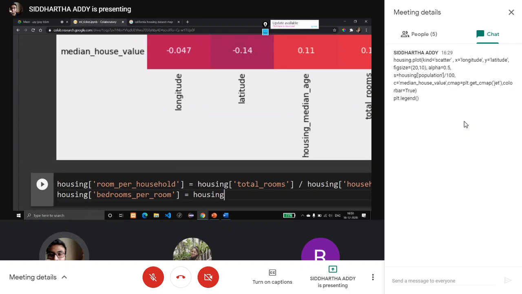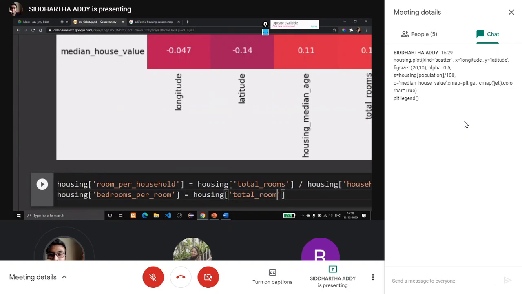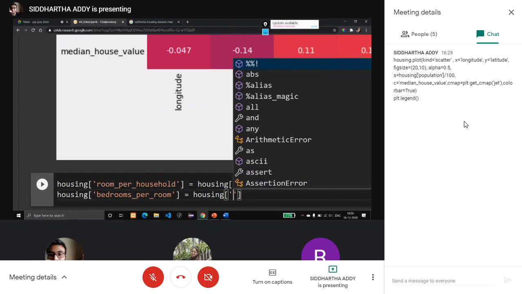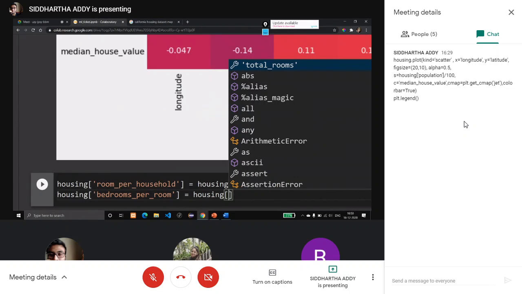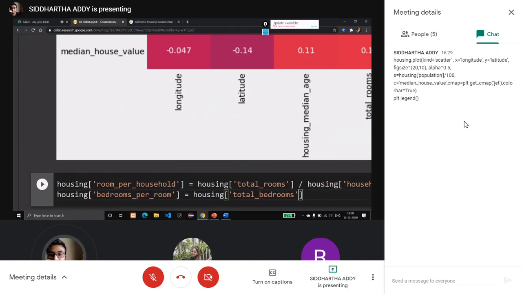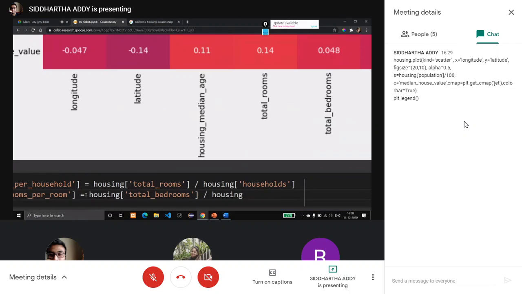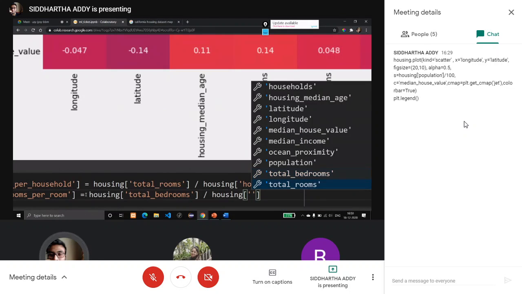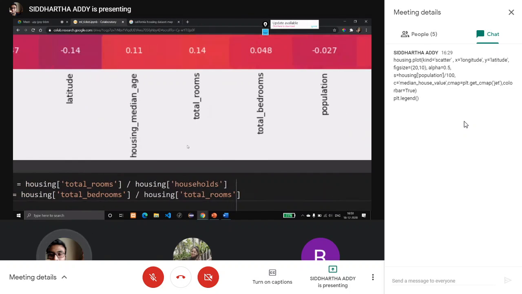So housing, total, oh sorry, not total bedrooms, total rooms. Why can't I get the, yeah, got it. Total bedrooms divided by housing total rooms. Okay, let's create another one. We have not used the population, right?